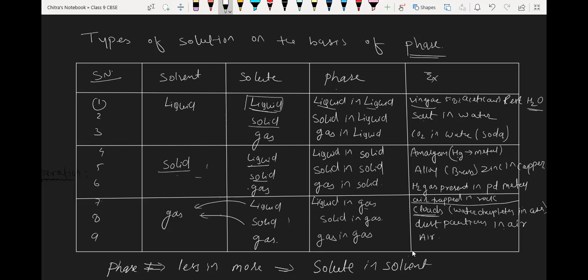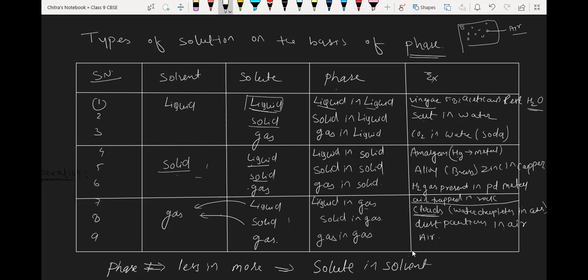Air, any two gases. Okay, see, suppose if you break the rock, you will find some small holes like this in rock. Those holes are nothing but for air only. So that is gas in solid.